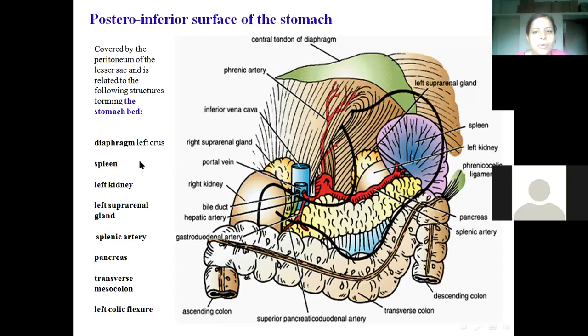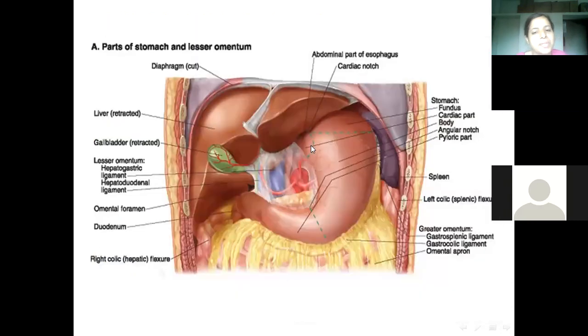Okay, so now what are the things we have? Like posterior inferior surface, we have diaphragm, left crus. Okay, so it is related to spleen. This is left kidney, this is left suprarenal gland, this is the splenic artery, pancreas. This area blue in color is transverse mesocolon, and this is left colic flexure. Okay, so whatever has been listed and whatever has been shown here is nothing but stomach bed.